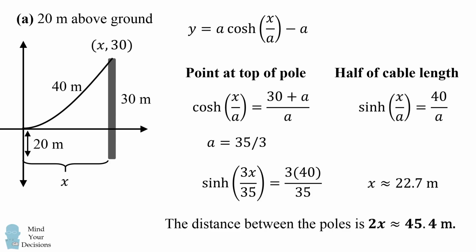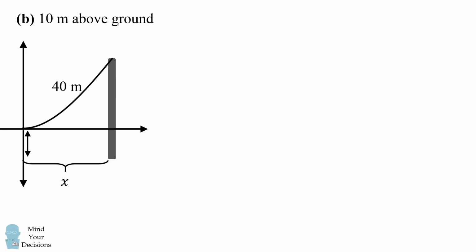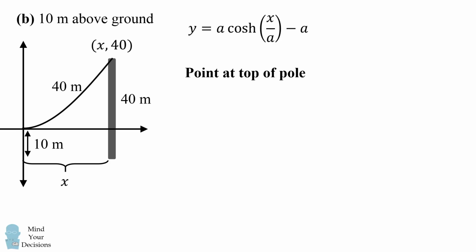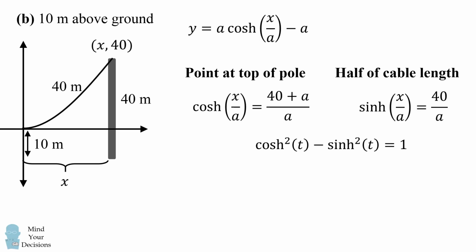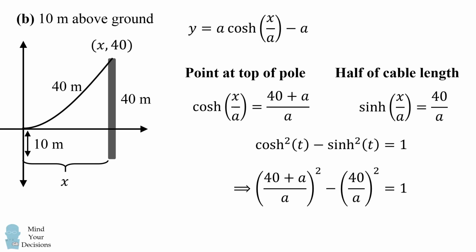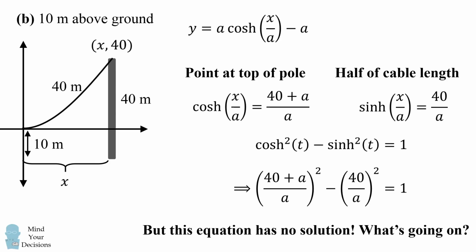Amazing. So now, how do we solve the next problem? What if the cable is only hanging 10 meters above the ground? Now suppose you try and go through the same exact method. At this point, the top of the pole will be at a point (x, 40). So we'll use the same equations and we'll substitute in the new values from this particular case. Now when you substitute into the hyperbolic identity, you get the following equation. And if you try to solve it, you run into a problem. This equation has no solution.